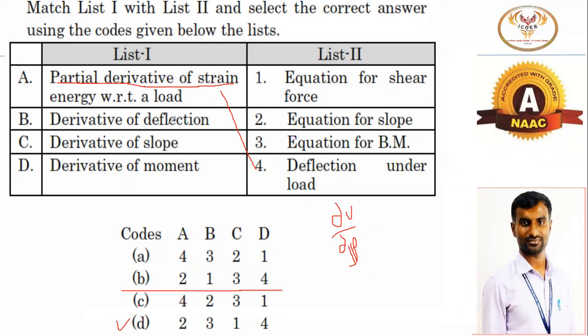Then derivative of deflection. Derivative of deflection is what? Dy by dx. Dy by dx is nothing but the slope. Deflection is y, and dy by dx is the slope. So for B it will be 2. Then derivative of slope, what will it be?